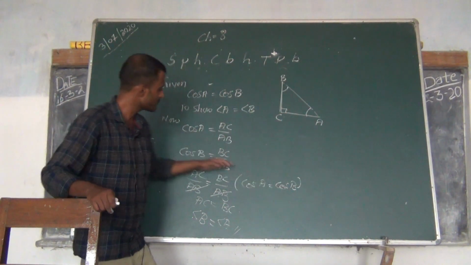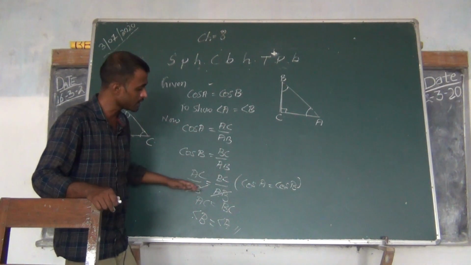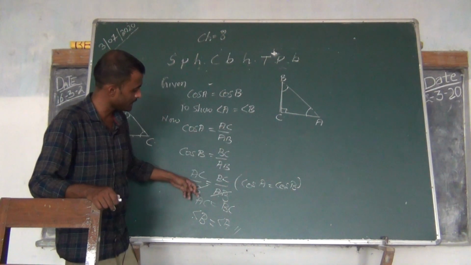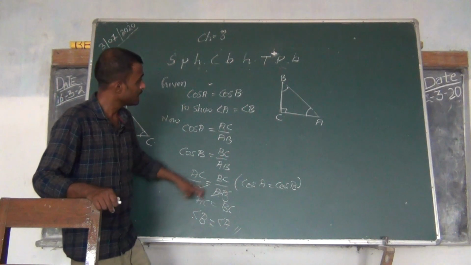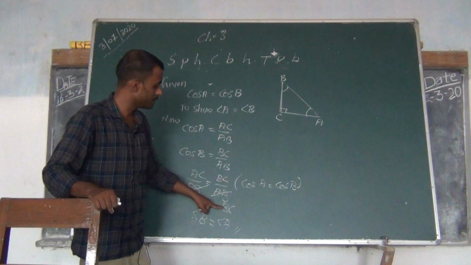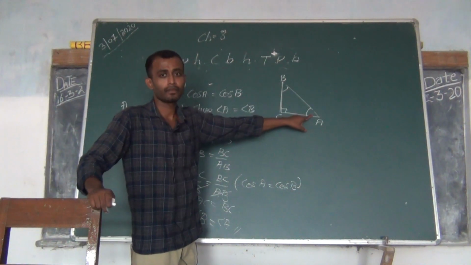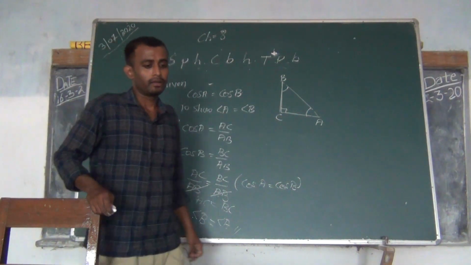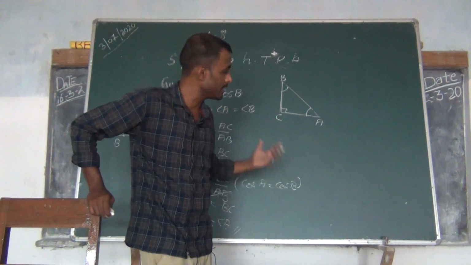Now we know that these two are the same. That's why I wrote this is equal to this. Now downside also we can cancel AB equal to AB. So what is left? AC is equal to BC. If AC is this side, the opposite angle is B. Instead of AC, BC gives angle A. I hope you understand this. If there is any confusion, just let me know. We can do this one again.